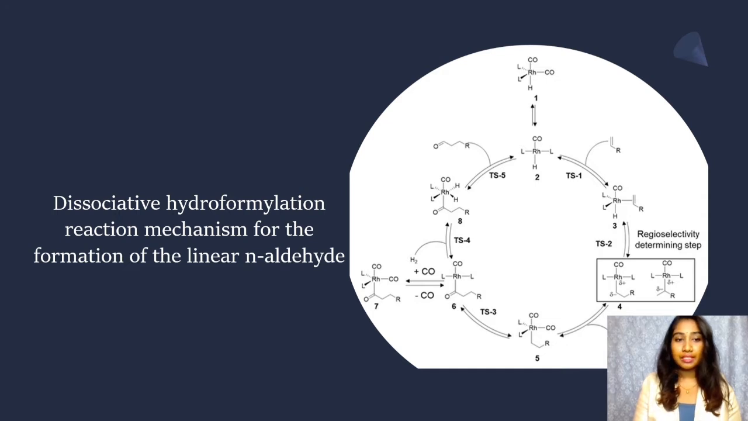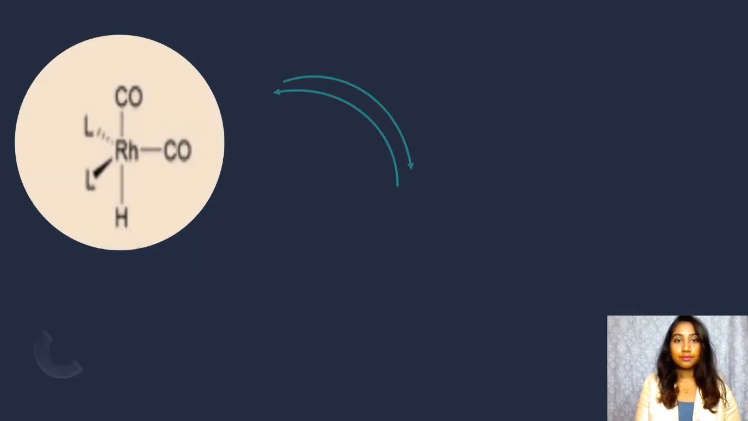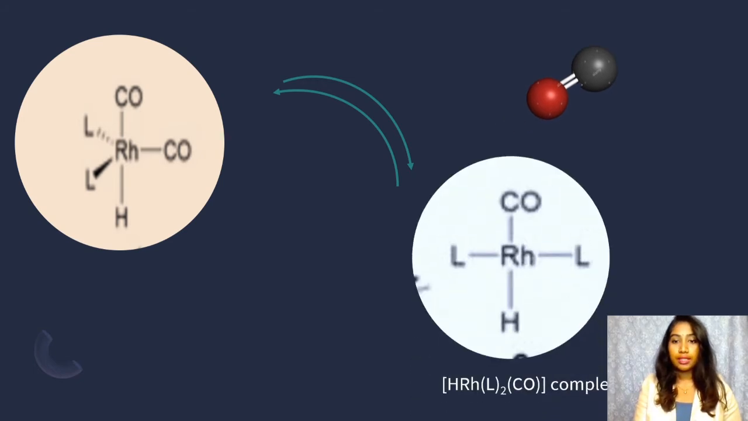Moving into the cyclic mechanism of the dissociative hydroformylation reaction mechanism for the formation of the linear n-aldehyde, this reaction is catalyzed by using a homogeneous rhodium-based catalyst as shown in the diagram. The pre-catalyst complex, rhodium dicarbonyl L2 hydride, where the L is either phosphine ligand or more carbonyl, loses one carbonyl to yield the electron deficient 16 electron rhodium carbonyl diphosphine hydride. The L could be either phosphine or carbonyl.